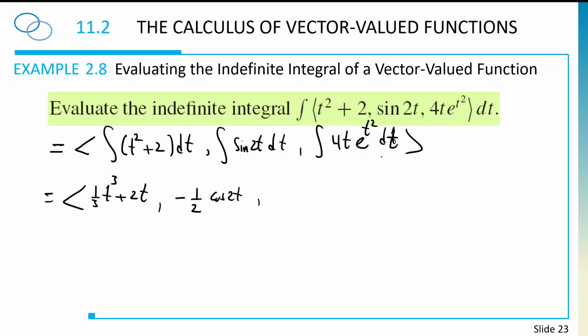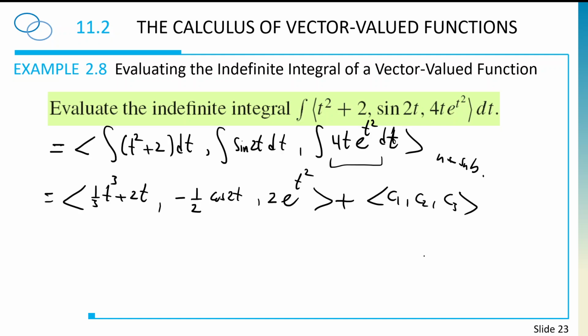The last one, you can use u substitution. So this is t squared, the derivative is 2t already here, but I have only an additional 2 outside. So this is 2 e to the power of t squared, by u substitution. Finally, I can add the constant term. You could write it as c1, c2, c3. Or I can write only plus c. So this is plus c1, c2, c3, which is the constant term.